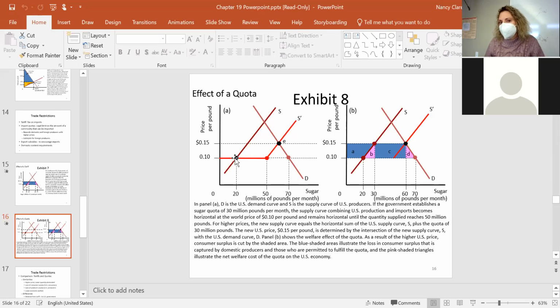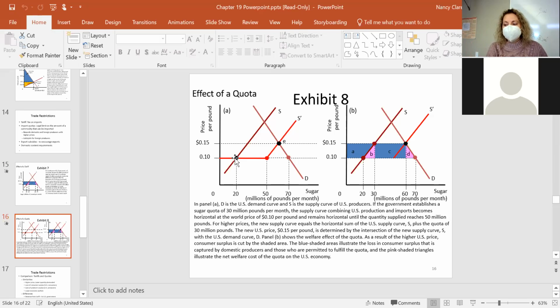There's a little bit of a difference here in who gets our consumer surplus. So B and D are the same. That's a net welfare loss for us. Nobody gets that. Used to be consumer surplus, now it's nothing.